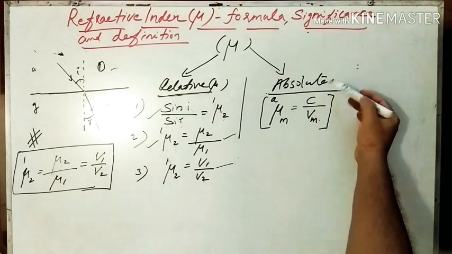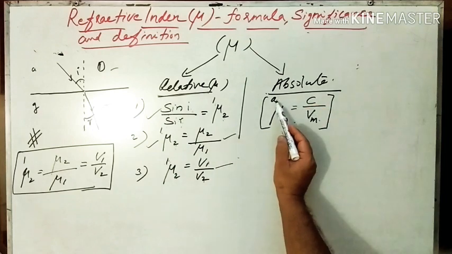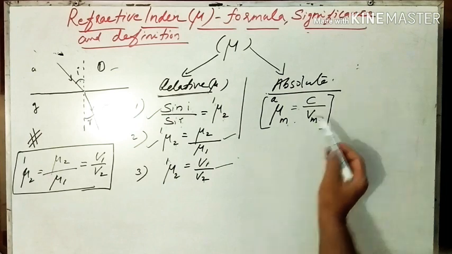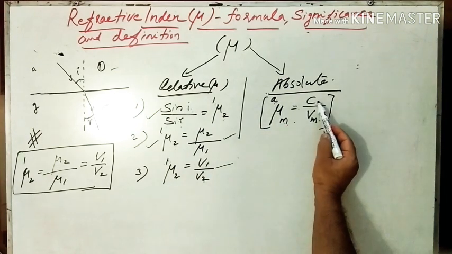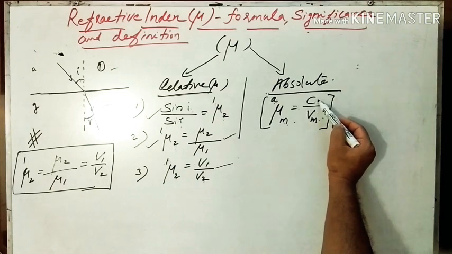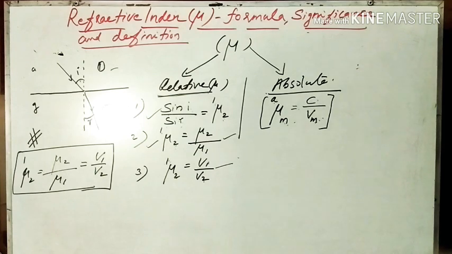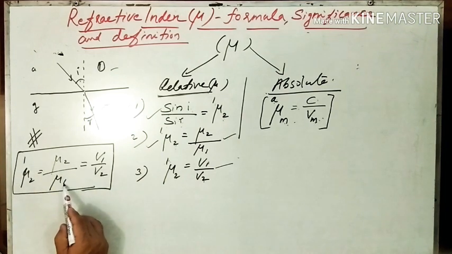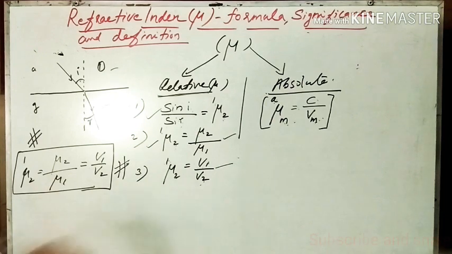Next, for the absolute refractive index, we compare the refractive index of any medium with respect to air. So it is the speed of light in air divided by speed of light in the given medium. Generalizing the case, the refractive index of any medium with respect to air is the speed of light in air or vacuum divided by the speed of light in the medium. M stands for medium. So I can write the refractive index of the second medium with respect to the first medium, mu2 by mu1, is equal to v1 by v2. Very important expression.